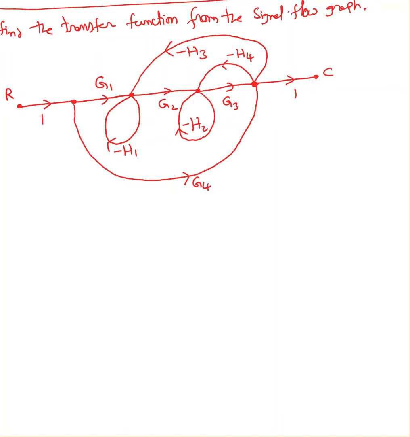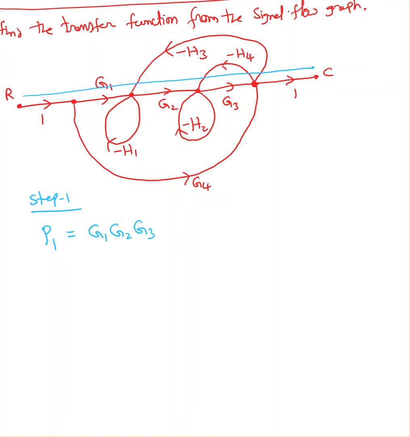Here is the next example. In this example, similar to the previous examples, we're finding the transfer function from the signal flow graph. Okay, so step 1, find all the forward paths. A forward path is nothing but starting from the input and reaching the output. So I have P1 equal to Z1, Z2, and Z3. That's one forward path.